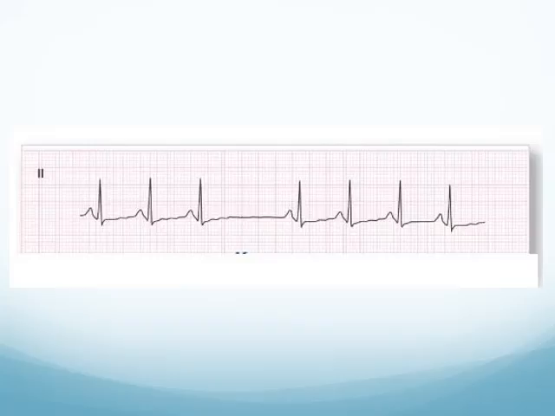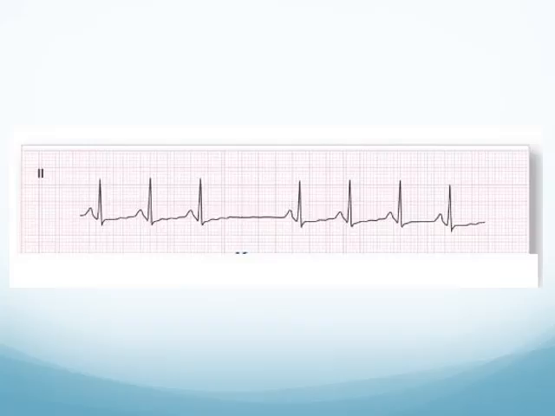Here we have a rate of about 70. We have a P wave in front of each QRS, but we do have this irregularity here. So what we need to determine is what that is. It's pretty easy to see this pause right here after the third beat.